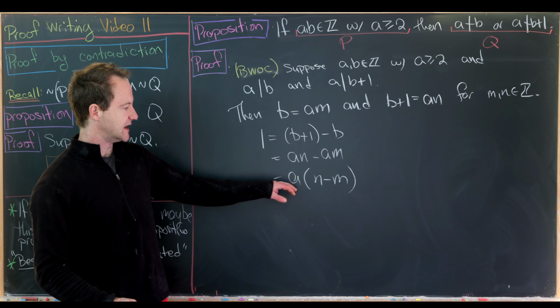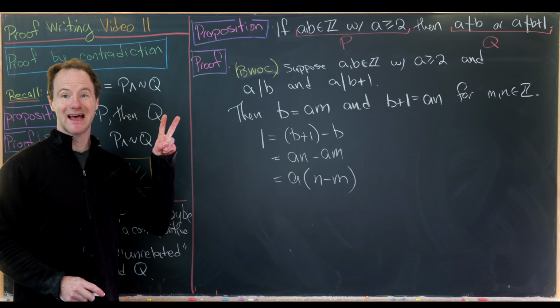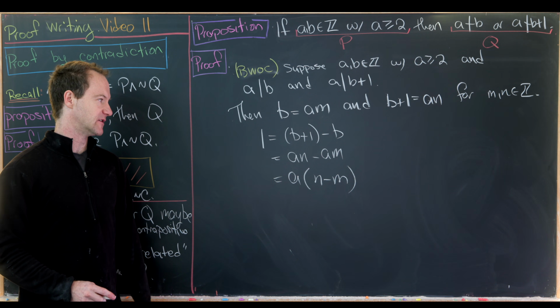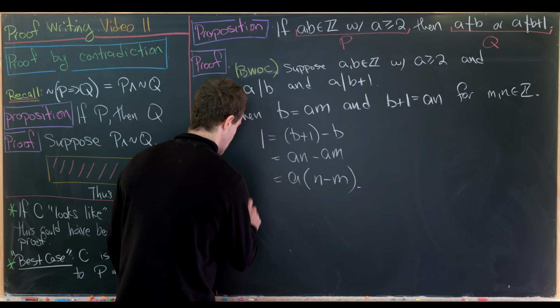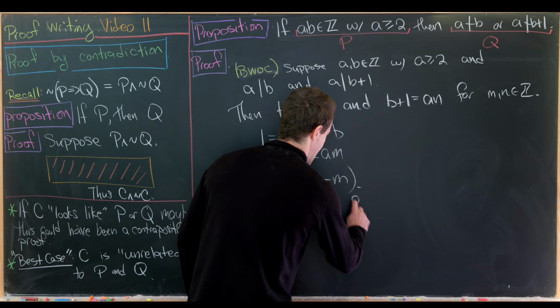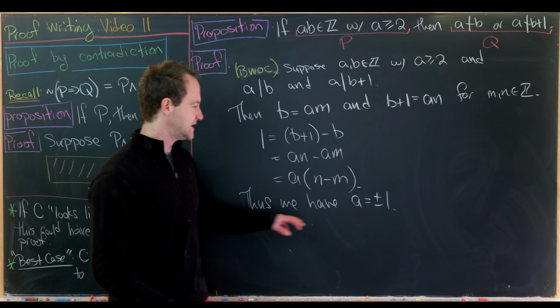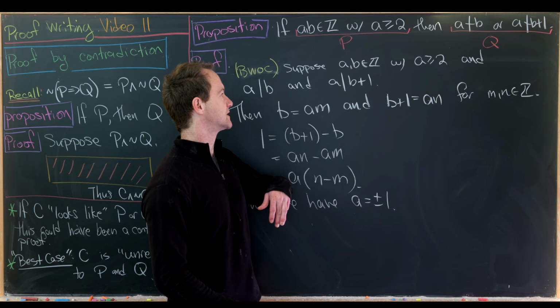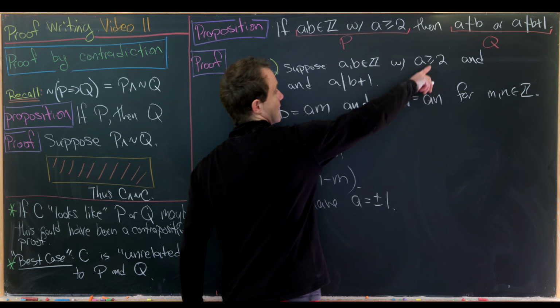But that means we've got an integer A which divides 1. But there are exactly two integers A that divide 1, and that's plus 1 and minus 1. So thus, we have A equals plus or minus 1. So let's see what we have. We have A is plus or minus 1, and A is bigger than or equal to 2 up here.